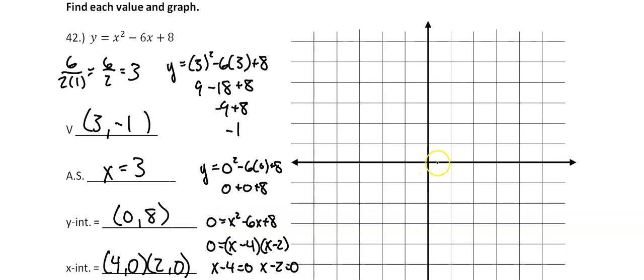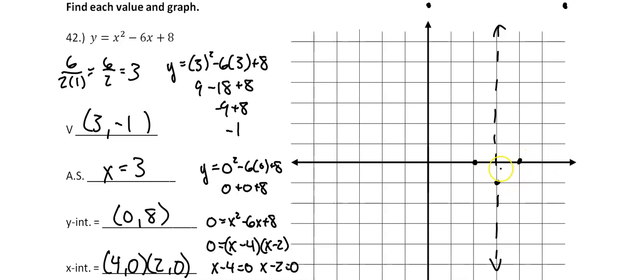So let's see. (3, negative 1), that's right here. I've got my axis of symmetry, which I can draw if I would like. The y-intercept, 1, 2, 3, 4, 5, 6, 7, 8, is way up here somewhere, a little off the graph, and I can reflect that point over here as well. The x-intercepts of (4, 0) and, where were we, (2, 0). Oh, I plotted that at 5 like a weirdo. Let me try again.